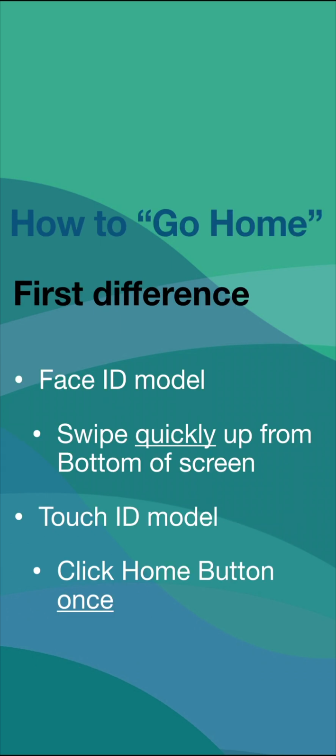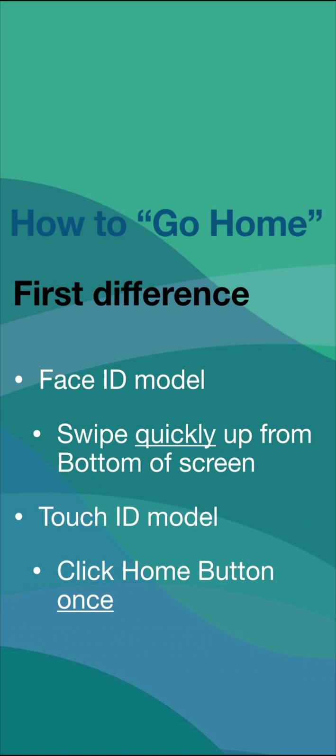Let's start with the most obvious difference. The command for Go Home or Go to the Home screen. You're probably already familiar with how to make this command work. On a Touch ID iPhone, you simply click the Home button once. That's fairly easy. On a Face ID iPhone, you use a gesture. You put your finger at the bottom of the screen, and then with a quick flick or swipe, you go upwards.